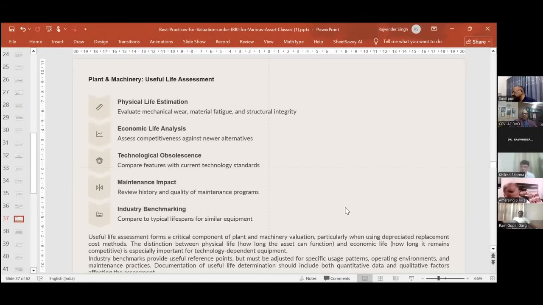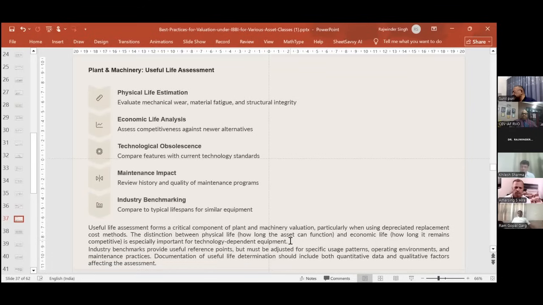Industry benchmarks provide useful reference points but must be adjusted for specific usage patterns, operating environments, and maintenance practices. Documentation of useful life determination should include both quantitative data and qualitative factors affecting the assessment.